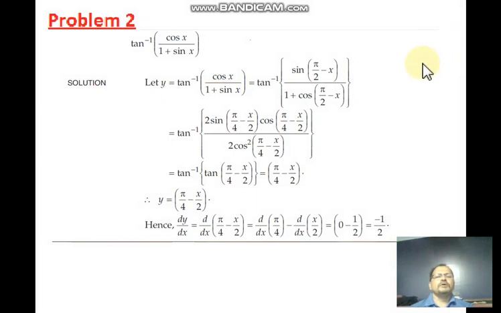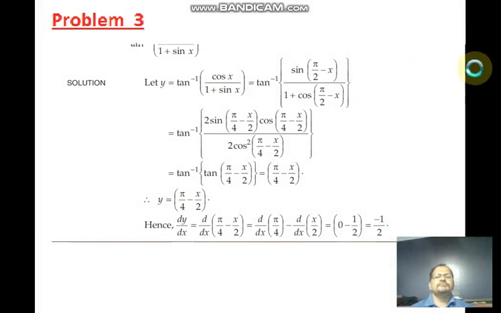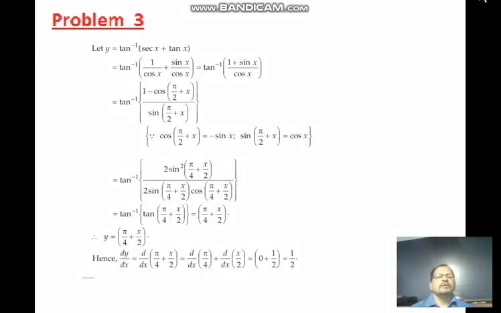Let us move to the third problem. y is equal to tan inverse of (sec x plus tan x). It is a similar problem to the previous one. Tan inverse, now convert this sec and tan to sin and cos. Sec x means 1 by cos x, and tan x means sin x upon cos x. Denominators are the same, so it becomes (1 plus sin x) upon cos x.